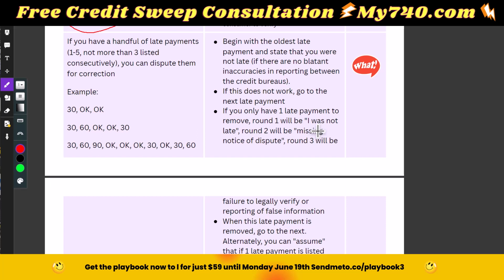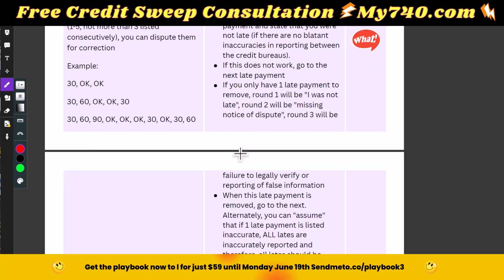Now, if you have a handful of late payments, like 1 through 5, but not more than 3 listed consecutively, you can dispute them for correction. An example of this would be 30 days late, and then you were on time, or 30, 60, on time, 30, or a kind of extreme example would be 30, 60, 90, on time, 30, on time, 30, 60. What you're going to do is begin with the oldest late payment and state that you were not late, if there are no blatant inaccuracies reporting between the credit bureaus. If this doesn't work, obviously go on to the next late payment.